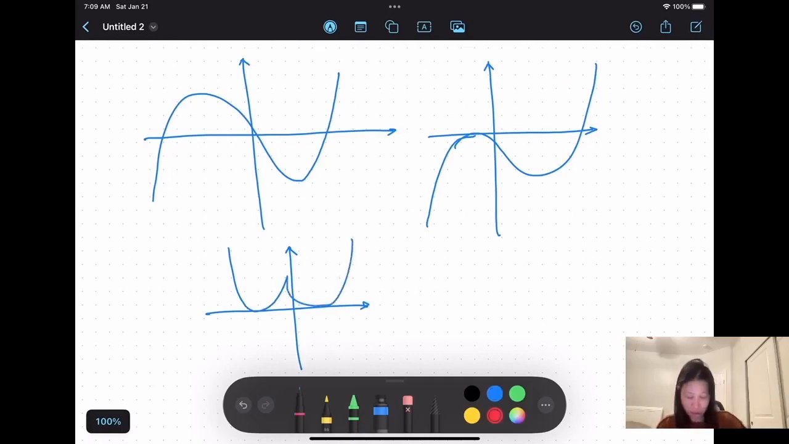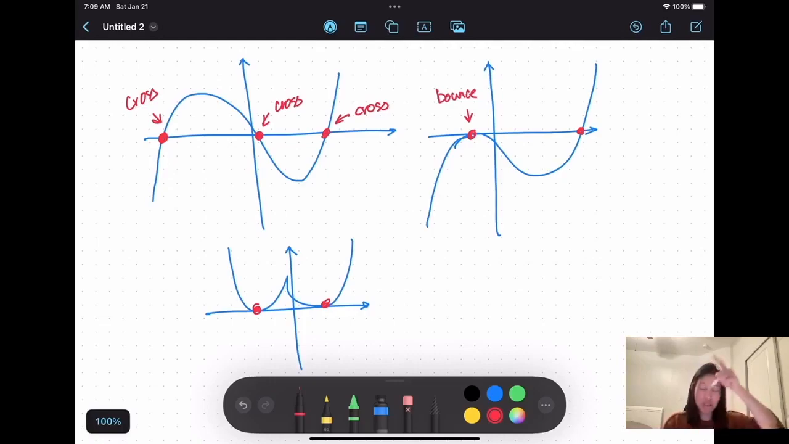So now let's take a look at the x-intercepts. We have two types of x-intercept. This one crosses the x-axis. This one also crosses the x-axis. This one crosses the x-axis. But what about this one? This x-intercept bounces on the x-axis. That means it touches the axis and bounces back. This one is what? Bounce, sorry. And this one also bounces.